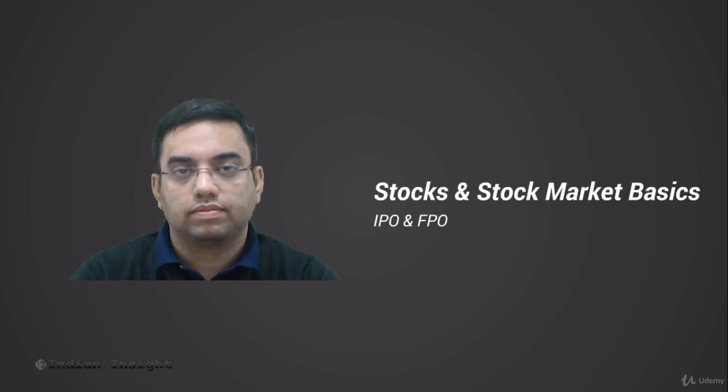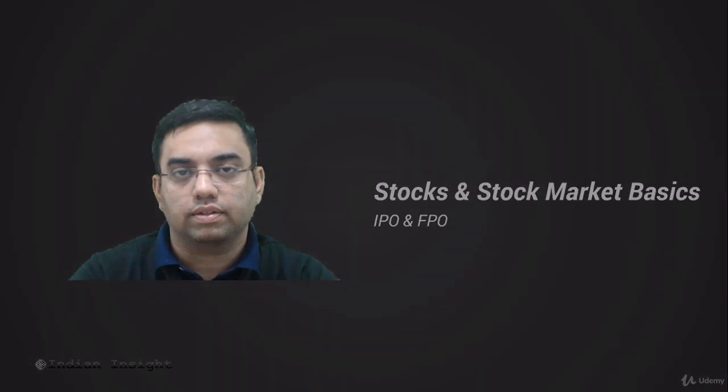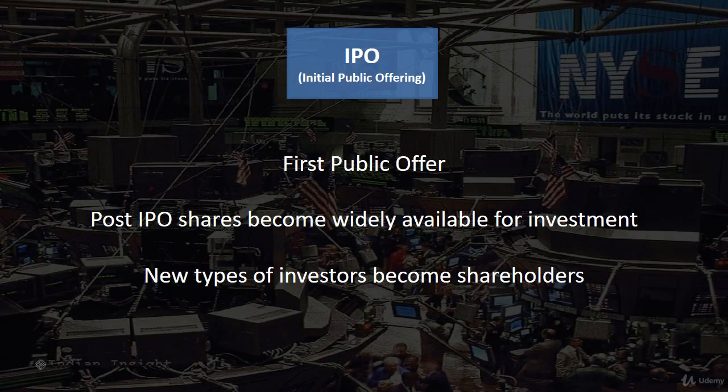Welcome back. All public issue of shares is categorized as either IPO or FPO. IPO stands for Initial Public Offering. FPO stands for Follow-on Public Offering. Let's discuss this further. Public issue of shares is categorized as Initial Public Offering or Follow-on Public Offering.